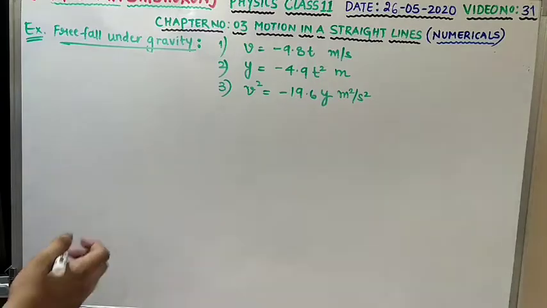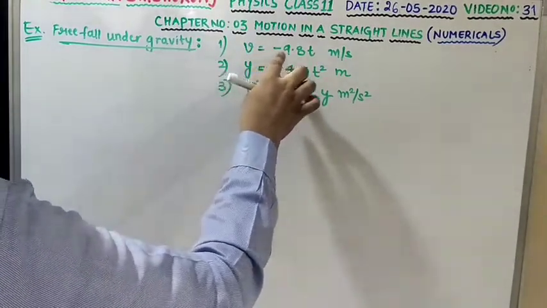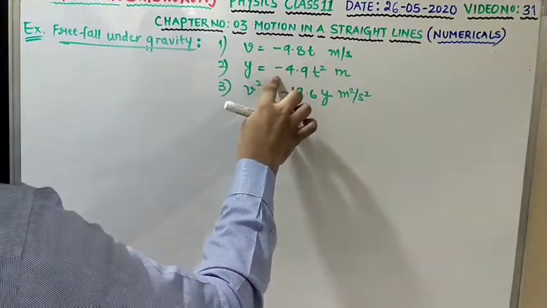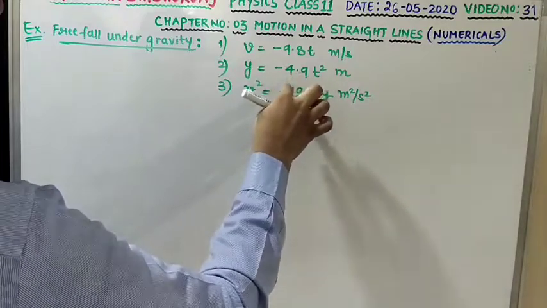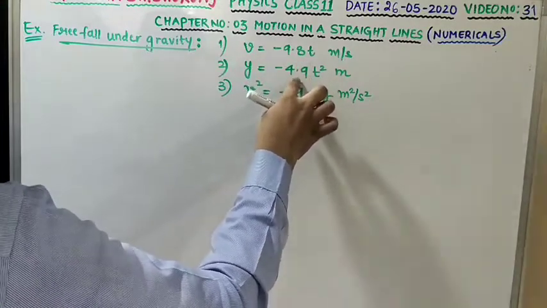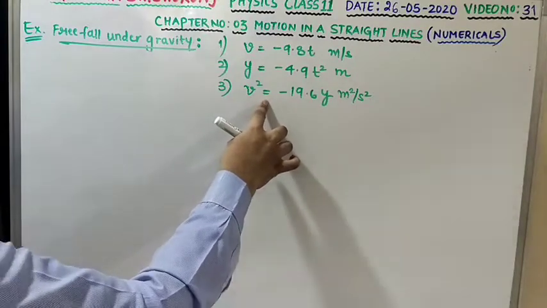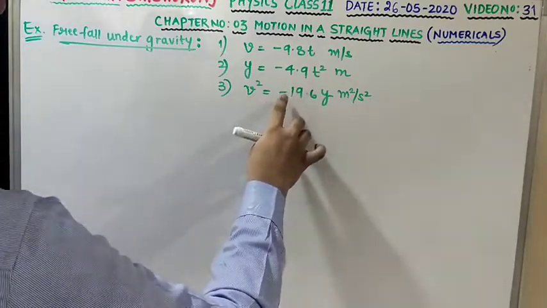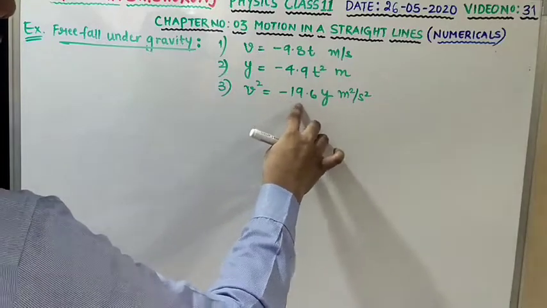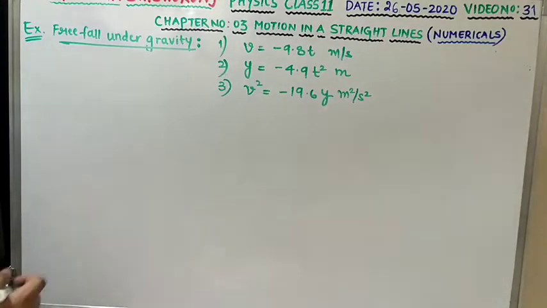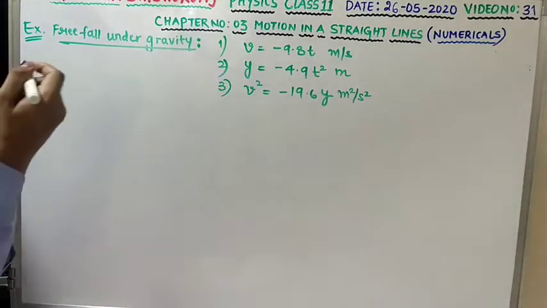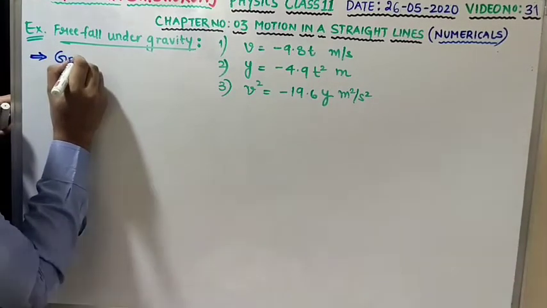Is this clear? v is equal to u plus at, u is 0, a is minus 9.8, into t. y is equal to ut plus half at square, u is 0, so minus 4.9 t square, half of 9.8 is 4.9. And last, v square minus u square is equal to 2as, so u is 0, and here it would be minus 2 into 9.8, that is minus 19.6 y, meter square per second square. These are three equations. Now graphs I can draw for this.